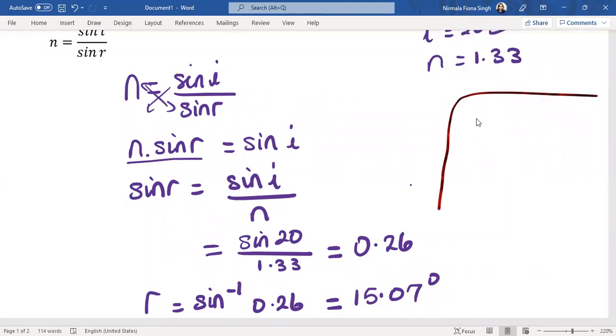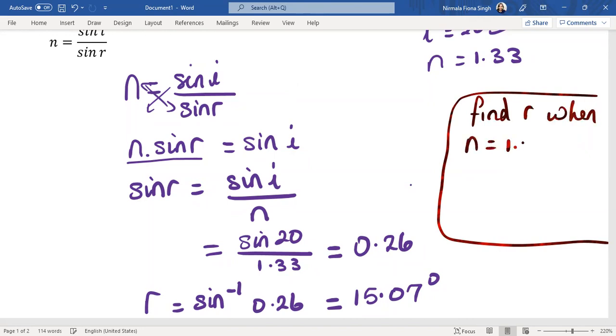So let's look at our next question here. I want you to find R when N is equal to 1.4 and I is equal to 38 degrees. Following these steps here, tell me what you get for R. Let me work it out and we'll see if you all got it.